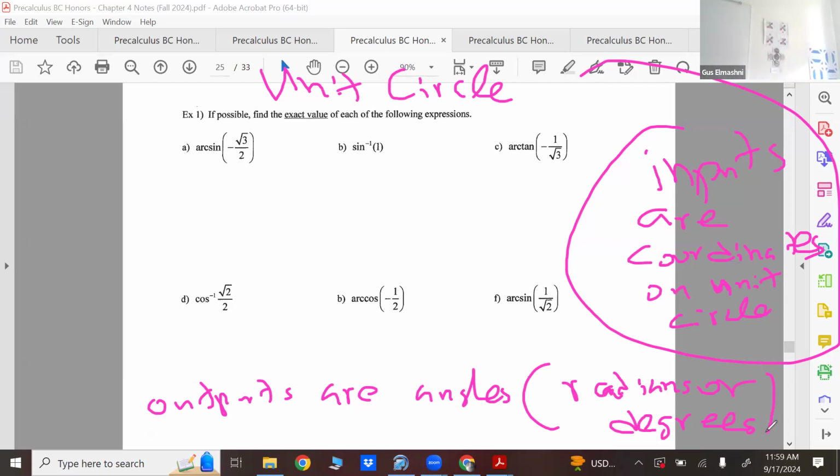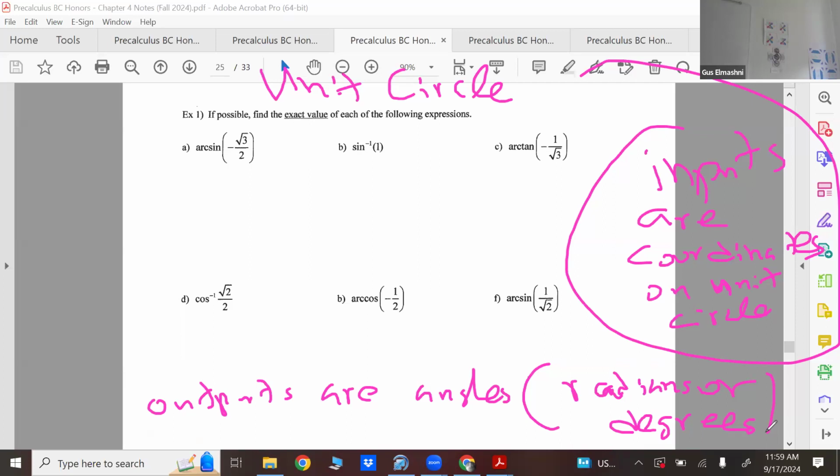I don't want any confusion. Those inputs are not angles. Those inputs are coordinates on a unit circle, or the ratio of sides of the right triangle. Like, for example, when I see root 2 over 2, what this tells me is that the adjacent side of root 2, the hypotenuse 2, give you the angle that provides that. That's what this question is asking.